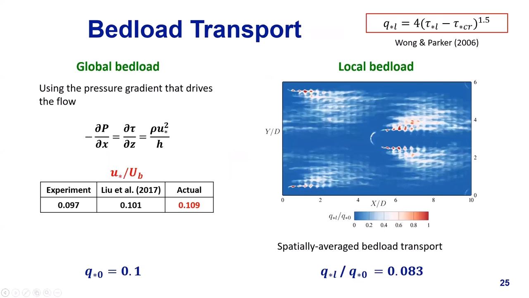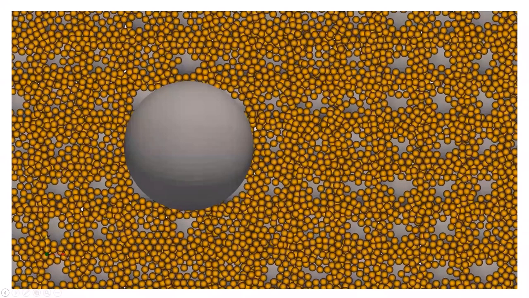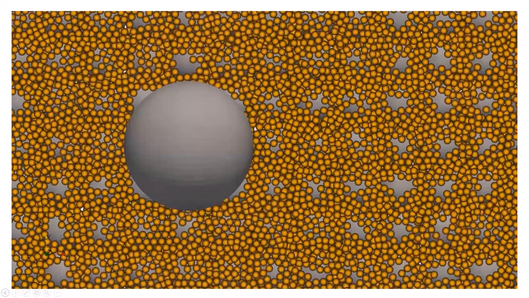Basically, if we calculate the global bedload transport, we obtain the value at the left, with the friction velocity obtained by the simulations. But if we calculate a local bedload transport, you can see the values in the figure. And if we spatially average, we obtain the value at the right, which is much smaller than the one predicted with the global shear stress. Just to end, there are some videos of the particles.